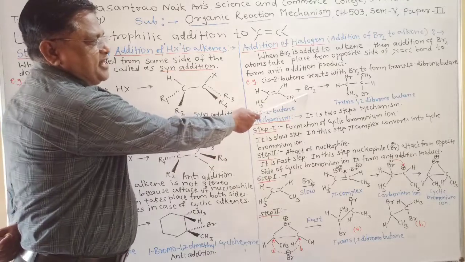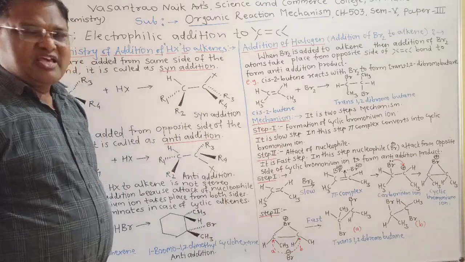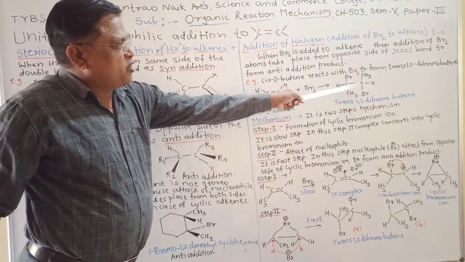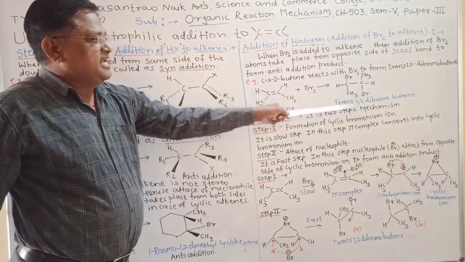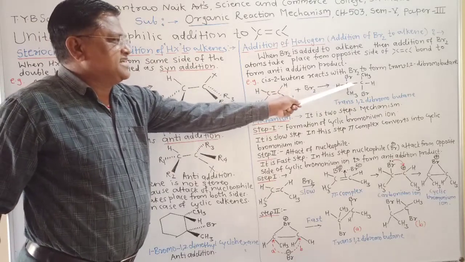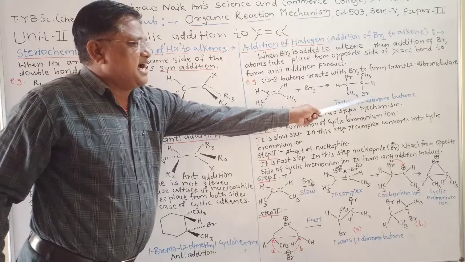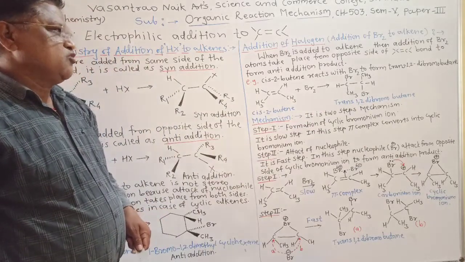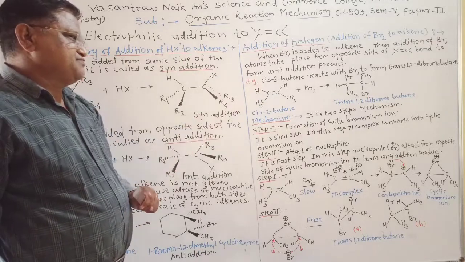We can take the example: cis-2-butene reacts with Br2 to form trans-1,2-dibromobutane. In final product, we can see both bromine atoms are opposite to each other, and therefore in this product anti-addition takes place. One bromine is attached to upper side of carbon atom, while another bromine atom is attached to lower direction of carbon atom, called as anti-addition. Now the mechanism of this reaction.